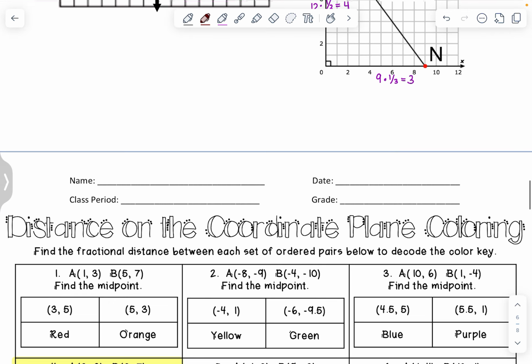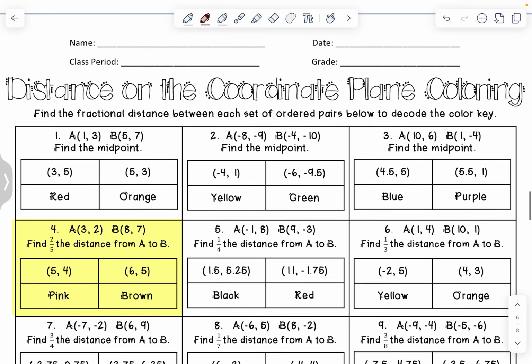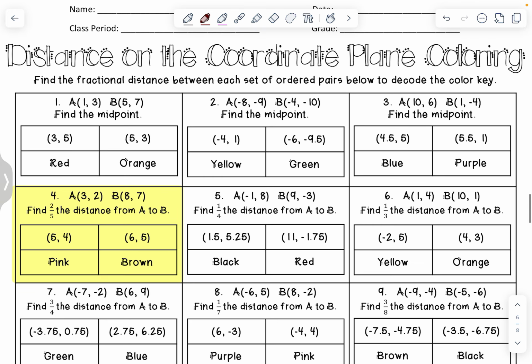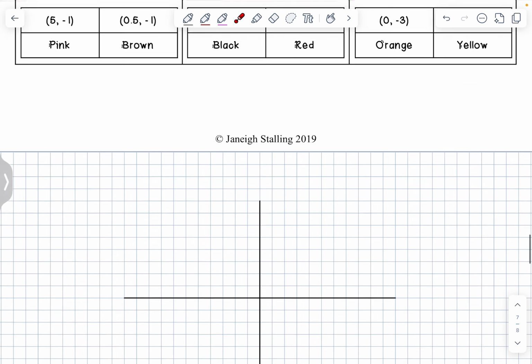So this is your practice. Distance on the coordinate plane. Coloring. You get to color. Yay! But we're going to do number 4. You have points A and B. Point A is at the point 3, 2. Let me put that on my graph paper.